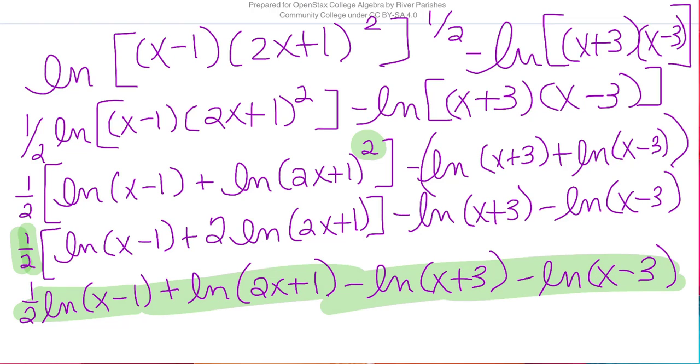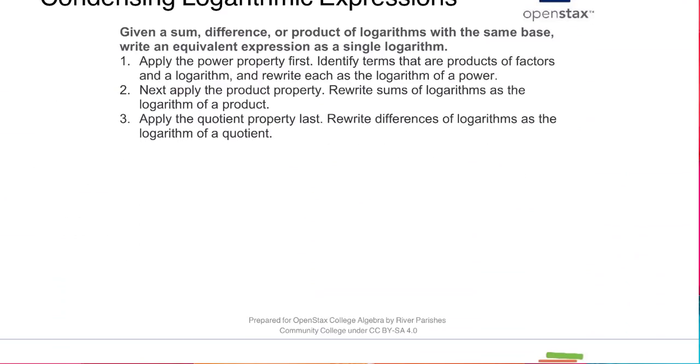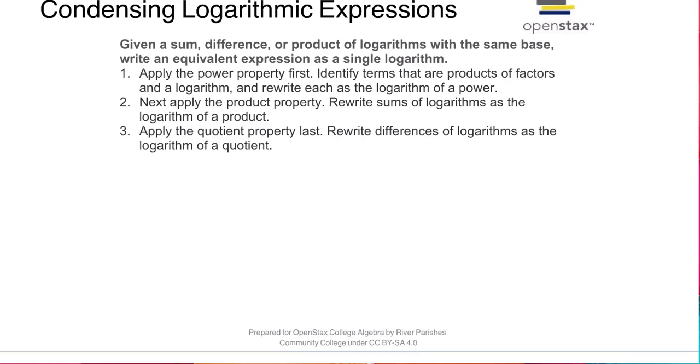So there we go. There's that answer. All right, so now we're going to talk about condensing log expressions.